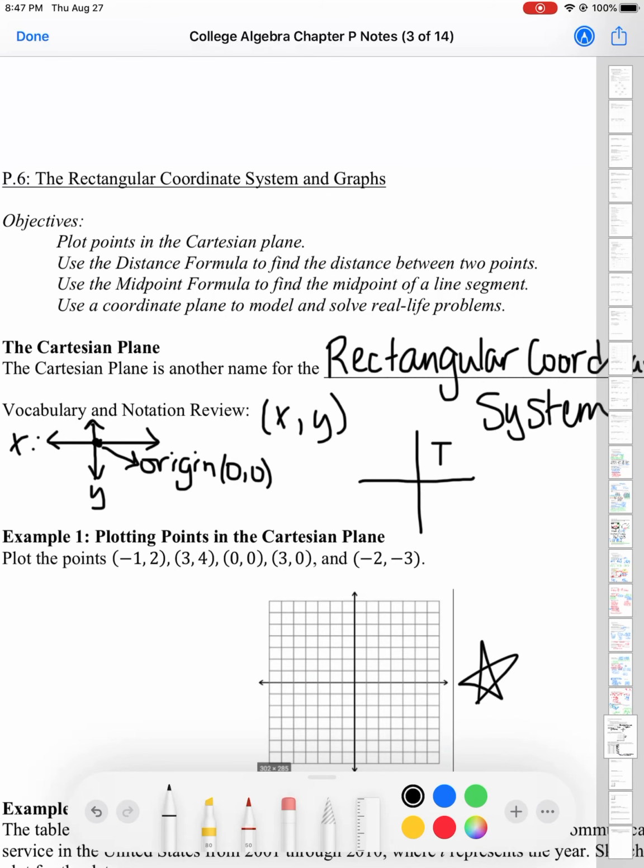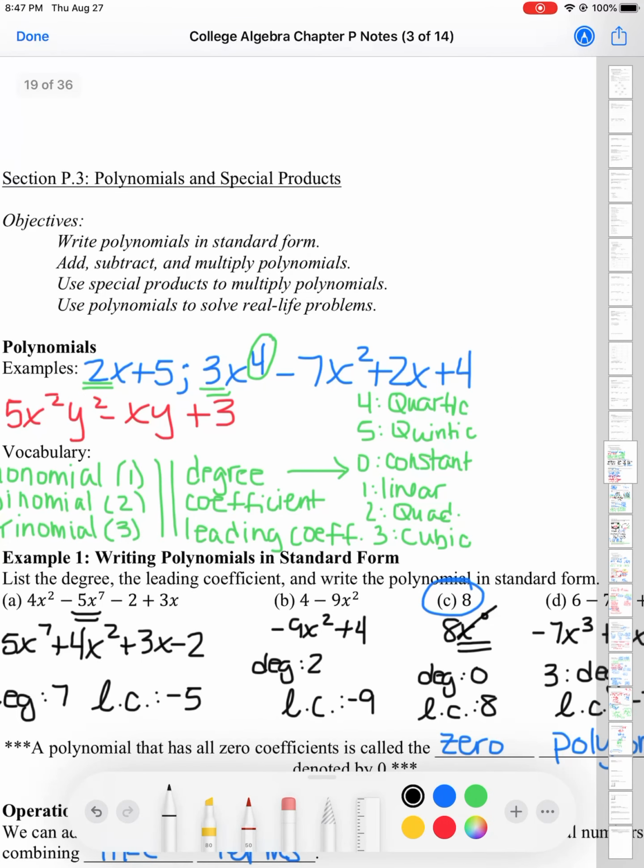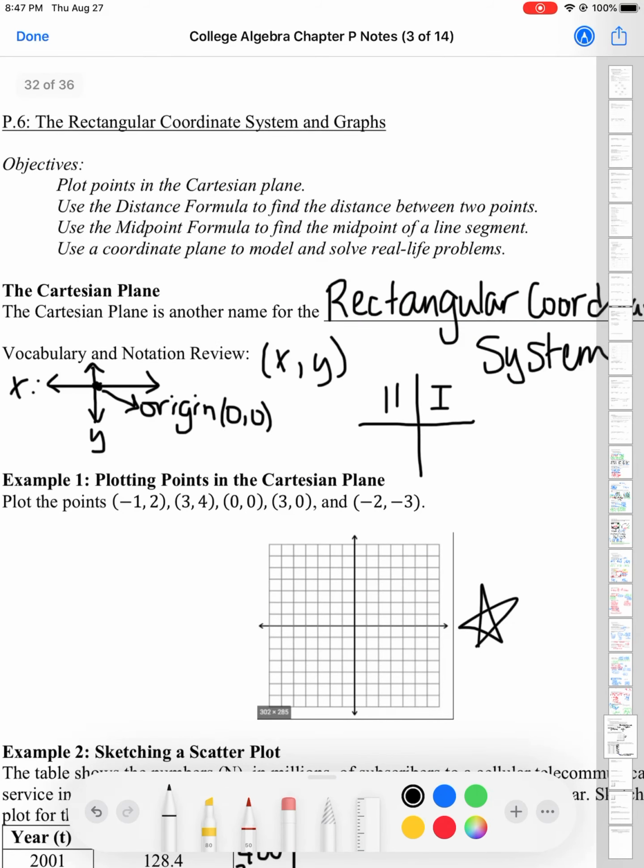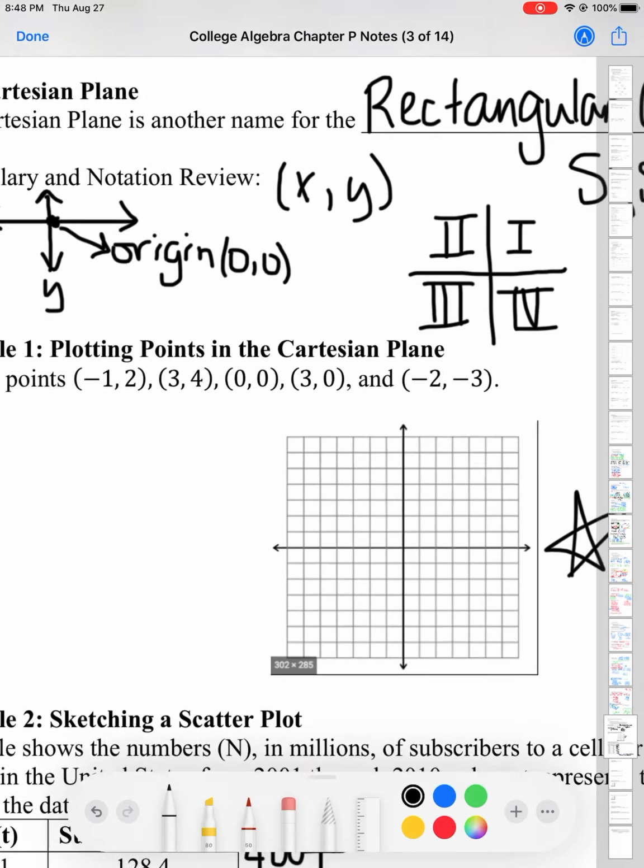And finally, we've got 4 quadrants. Quadrant 1, quadrant 2, oh my gosh, my arm hit it again. Quadrant 2, quadrant 3, and quadrant 4. It's just knowing that in quadrant 1, x and y are both positive. In quadrant 2, x is negative, y is positive. In quadrant 3, x and y are both negative. And in quadrant 4, x is positive and y is negative.